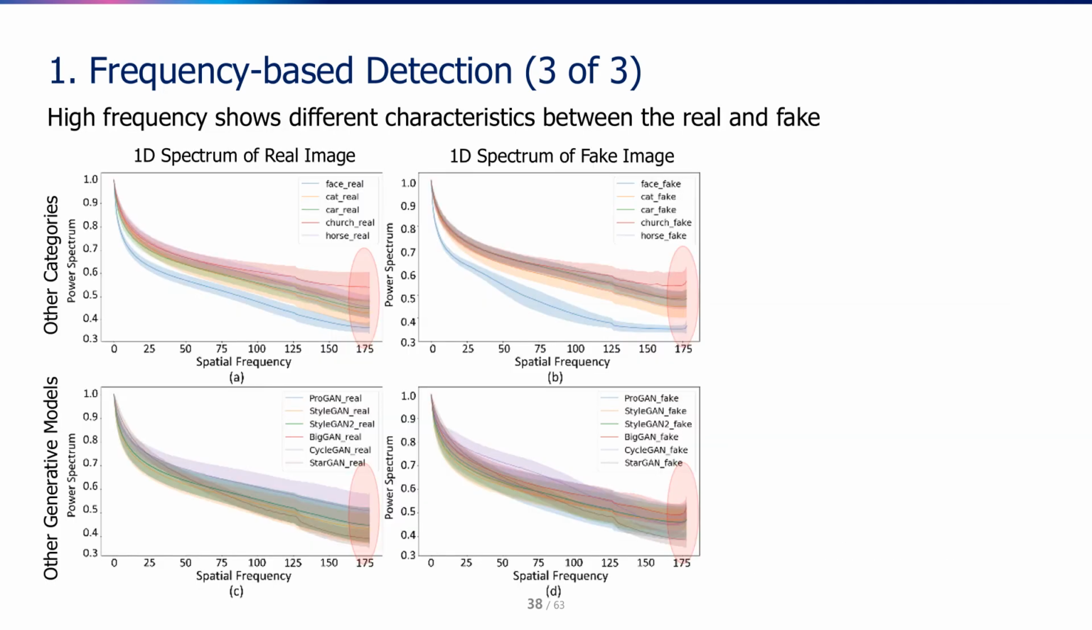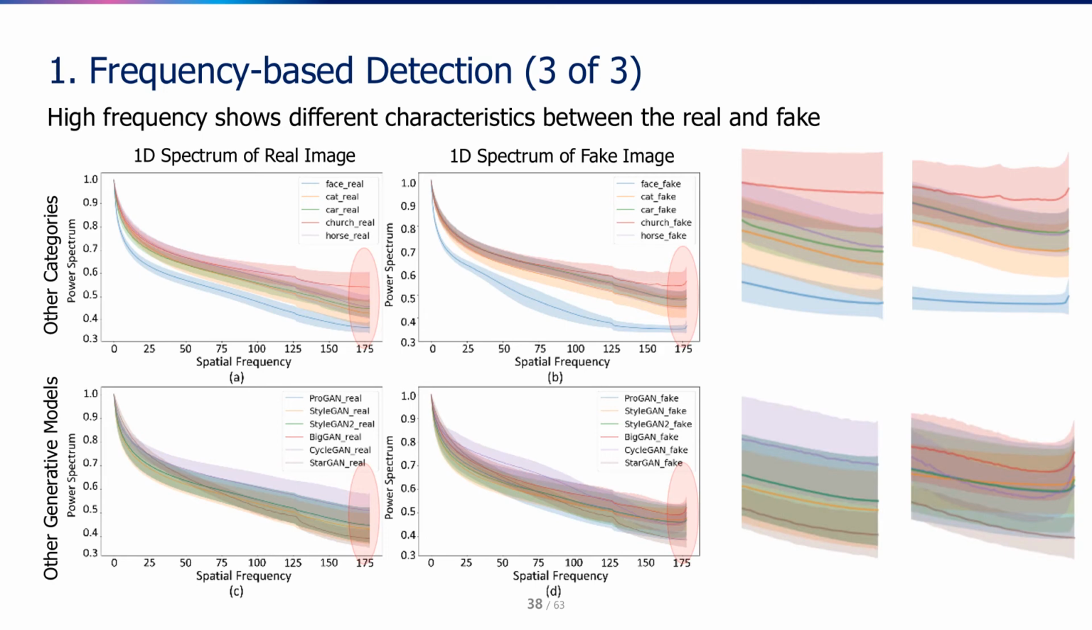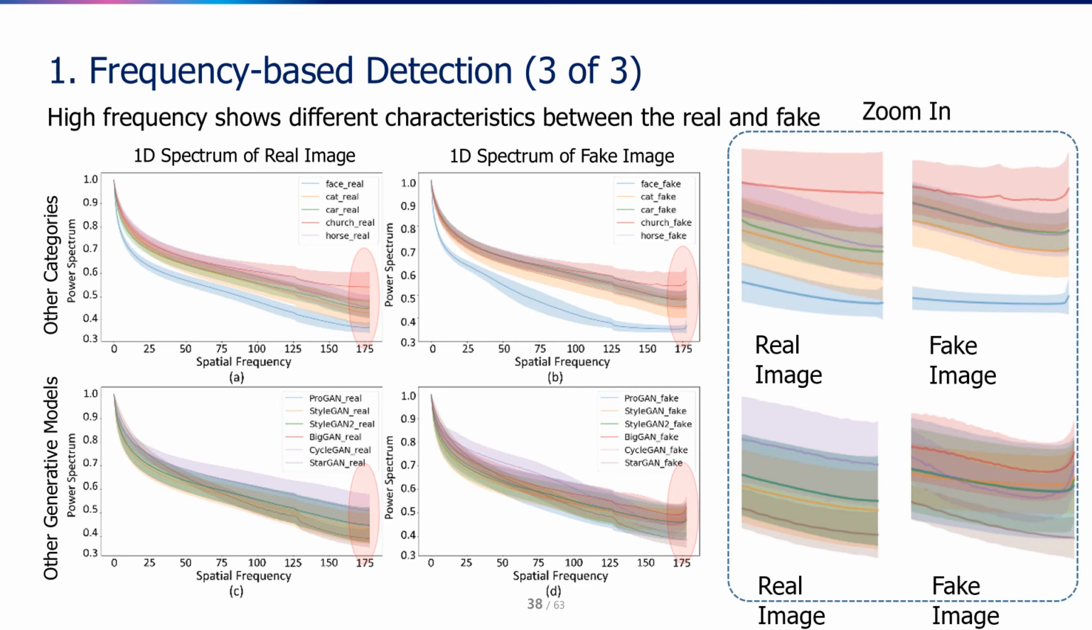We have conducted numerous experiments to analyze the difference between the real and fake images and found that fake images show distinctive characteristics in the high frequency components. Just in case you can't see, here are zoomed-in images of the real and fake images. The top row is a comparison of different categories such as human face, cat, car, church, and horse. The bottom row is a comparison of different GAN models including Progressive GAN, StyleGAN, StyleGAN 2, BigGAN, CycleGAN, and StarGAN. Unlike the graphs of real images, those of fake images tend to jump upward at the high frequency components. This means that the clues are hidden in the fine details in the outer edges, such as the texture of the hair or the background settings.